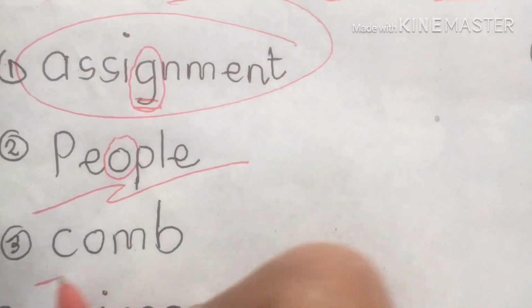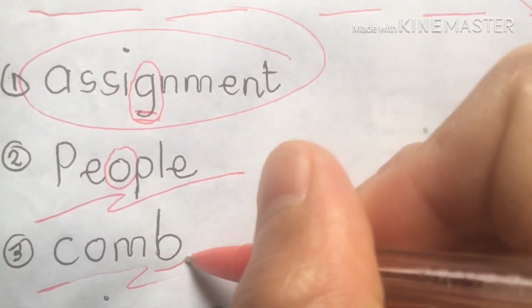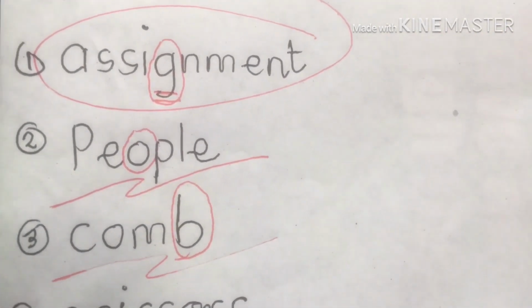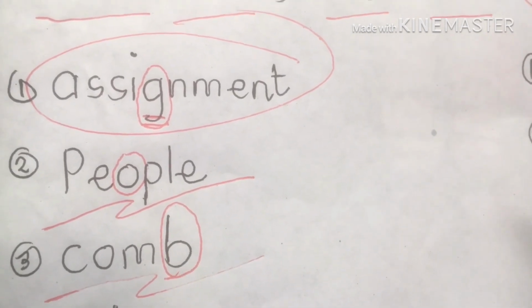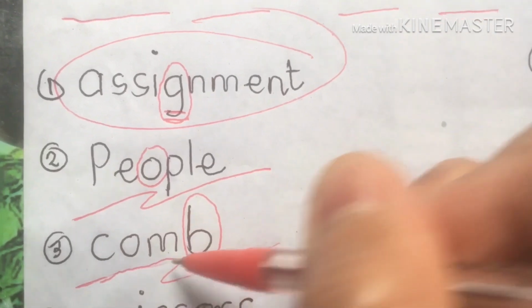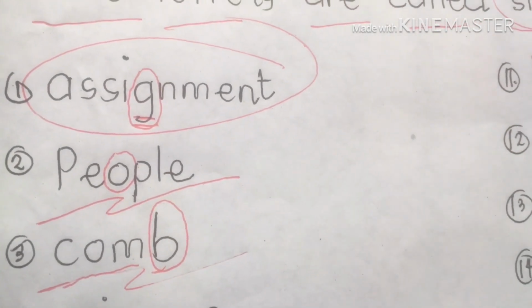Third, we have calm. When we say calm, B is not included. We can't say it that way, no. When we say it, this is calm. But when we're going to spell it, we have to include letter B. That's the right spelling of the word calm.